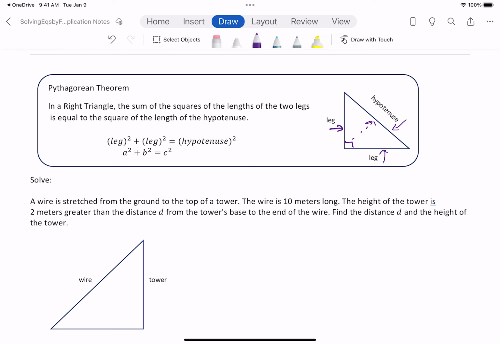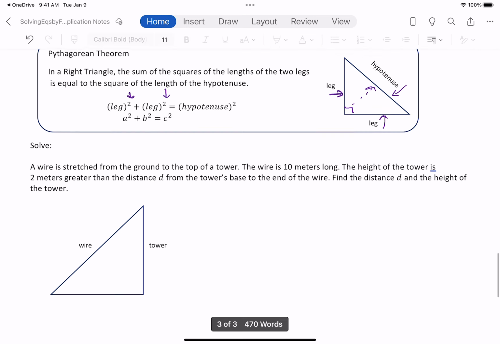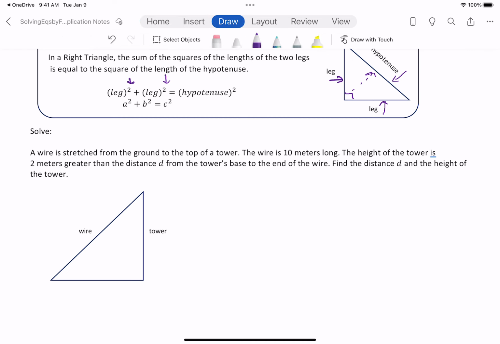So Pythagorean theorem says if we square the length of one leg and add that to the square of the length of the second leg, that will equal the length of the hypotenuse squared. So just in general math terms, we usually call that a squared plus b squared equals c squared. Okay, so let's look at one.